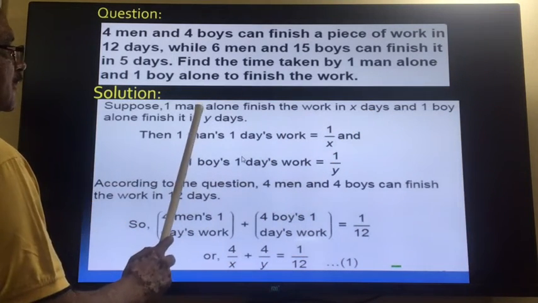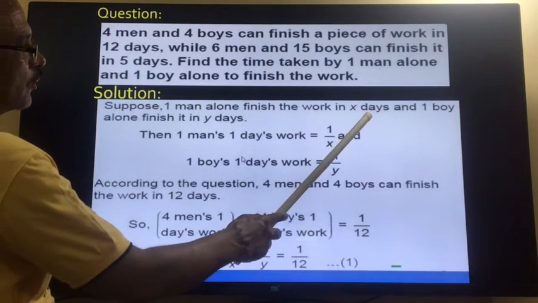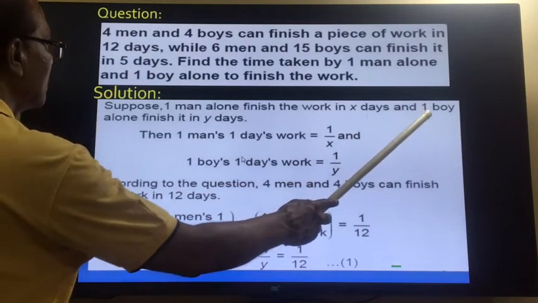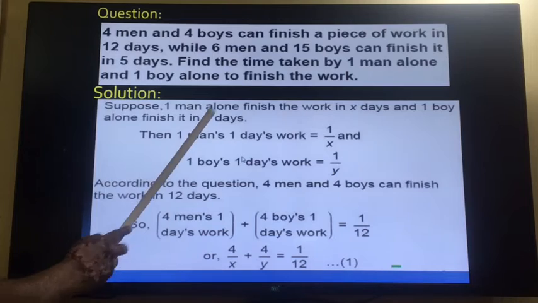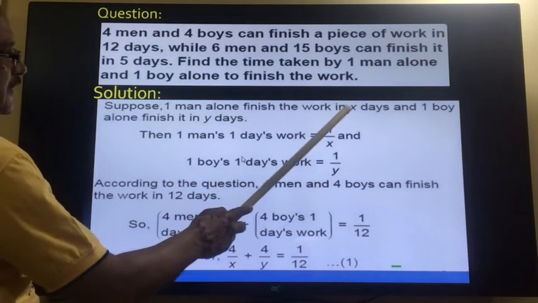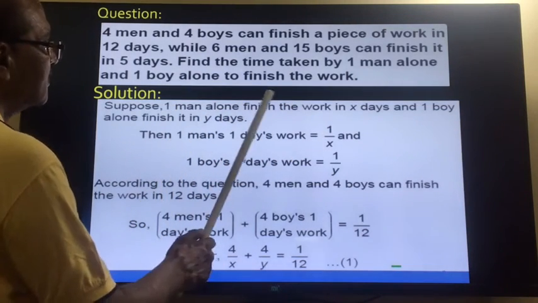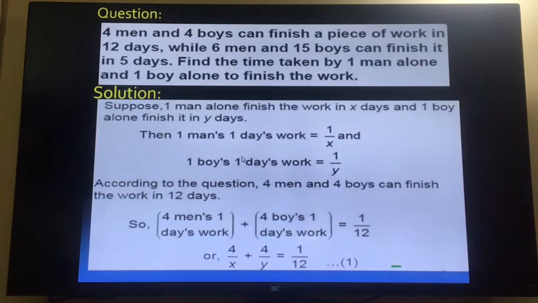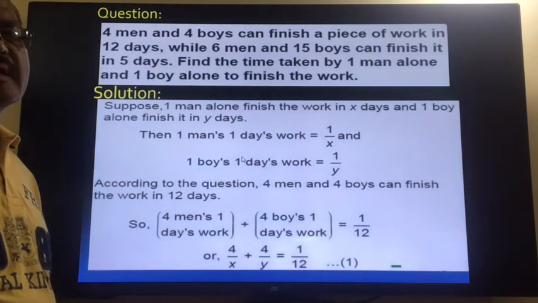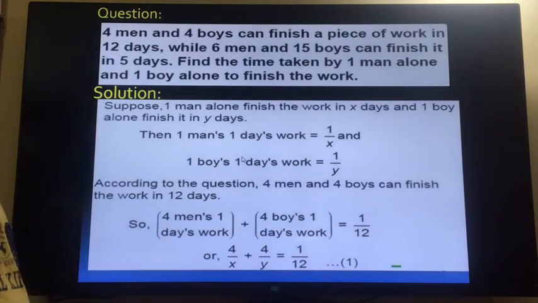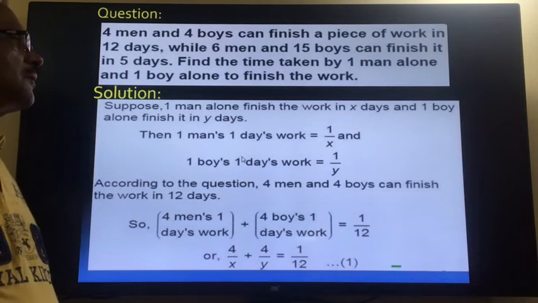So 1 man can do the whole work in x days, and 1 boy can finish it in y days. So 1 boy is finishing in y days, 1 man is finishing in x days. With the help of these two things, we can find out what is 1 man's work in 1 day. This we will find by the unitary method.